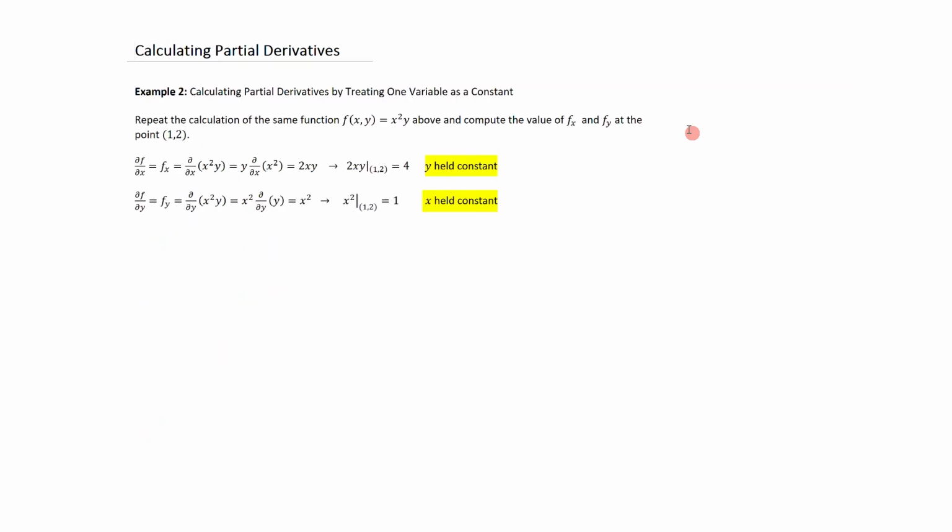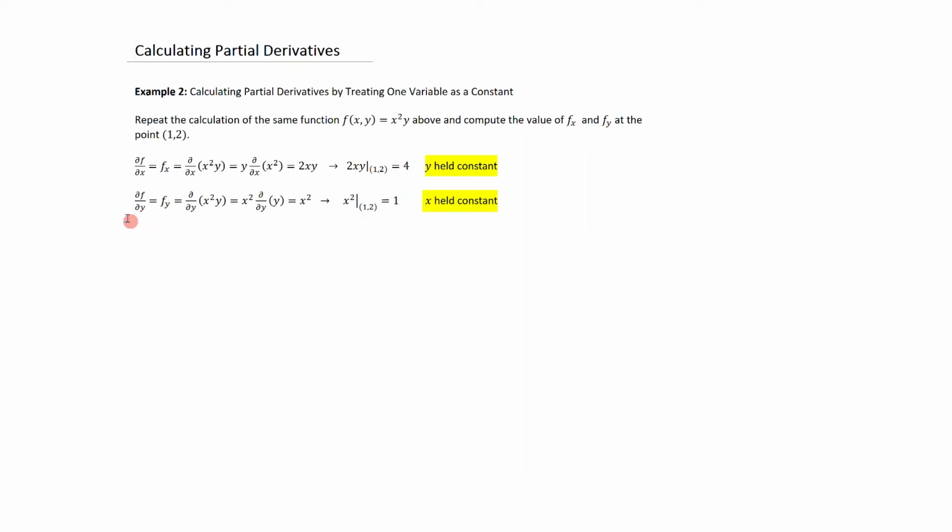So now let's do it in terms of just treating one of the variables as a constant. For example here, f partial x would mean that y is maintained constant. So by taking the derivative of this expression with respect to x, y can be taken outside because it's a constant. So we're taking the derivative only with respect to x, and we get 2xy. If you then want to evaluate at a given point, 1, 2, you would take the final expression and substitute the value 1 for x and 2 for y, and you end up with a value of 4.